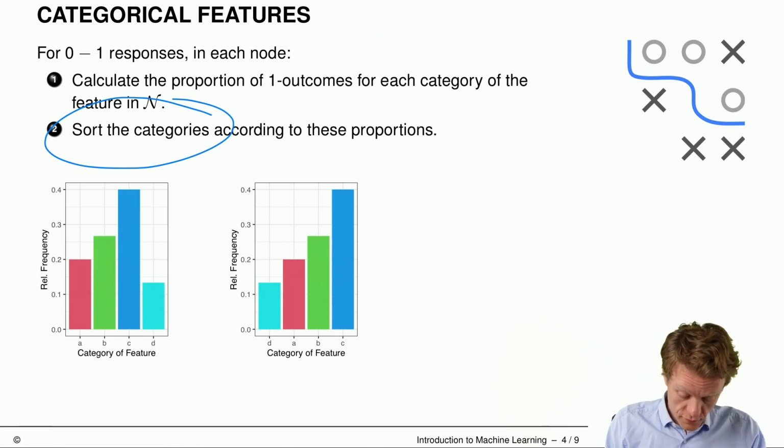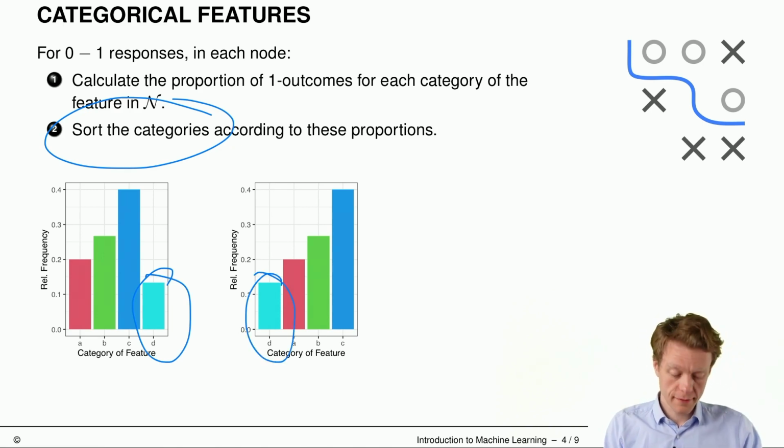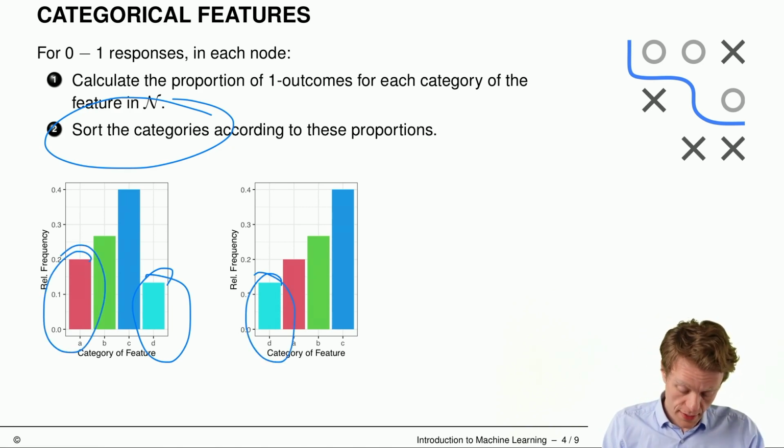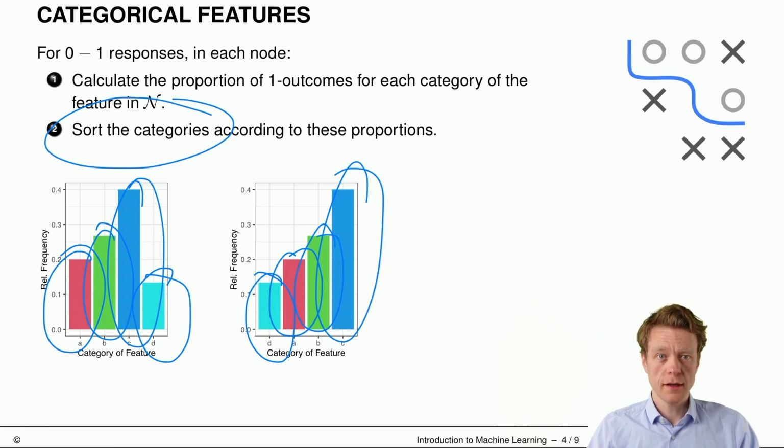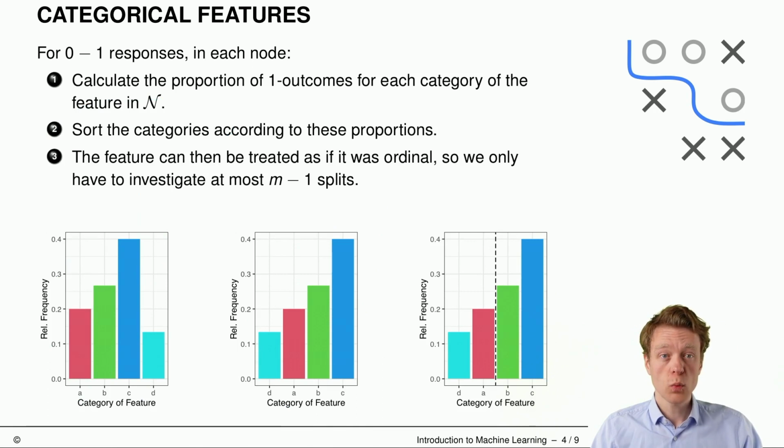So the smallest category is D. This comes at first place. Then the second smallest is A. Then comes B. And then comes C. We just reordered the categories here. Not that much happened. But now that we have reordered the categories, we can treat the feature as if it was ordinal, as if there was an ordinal structure in that feature.